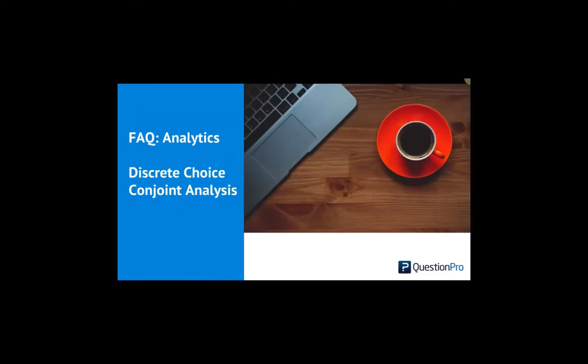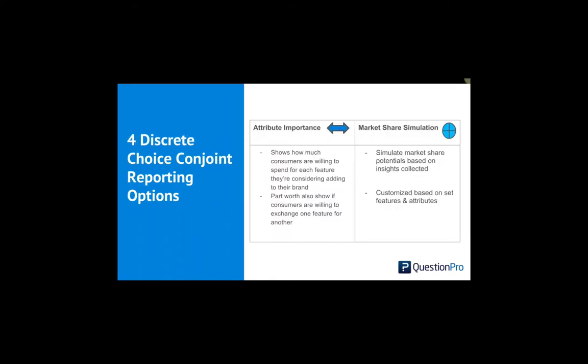So let's jump into the FAQs for analytics. With QuestionPro, we do offer 4 types of analysis options for you in terms of reporting. The first type is the attribute importance, which shows you how much consumers are willing to spend for each feature that they're considering adding to their brand. And also part-worths analysis will show you if a consumer is willing to exchange one feature for another. So for example, if price is one of those features, then we want to see in terms of price elasticity, how much more they're willing to pay for something in terms of value over another.